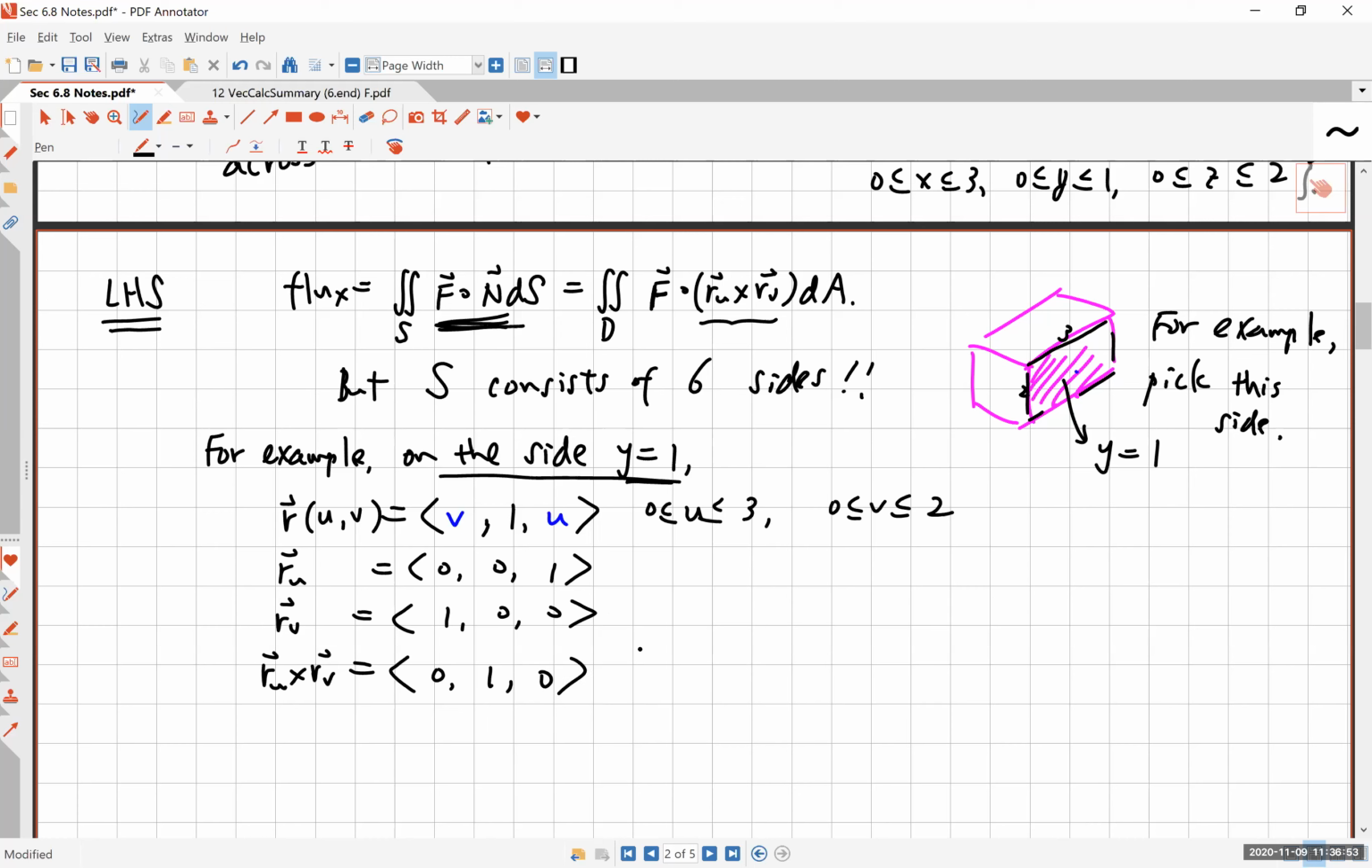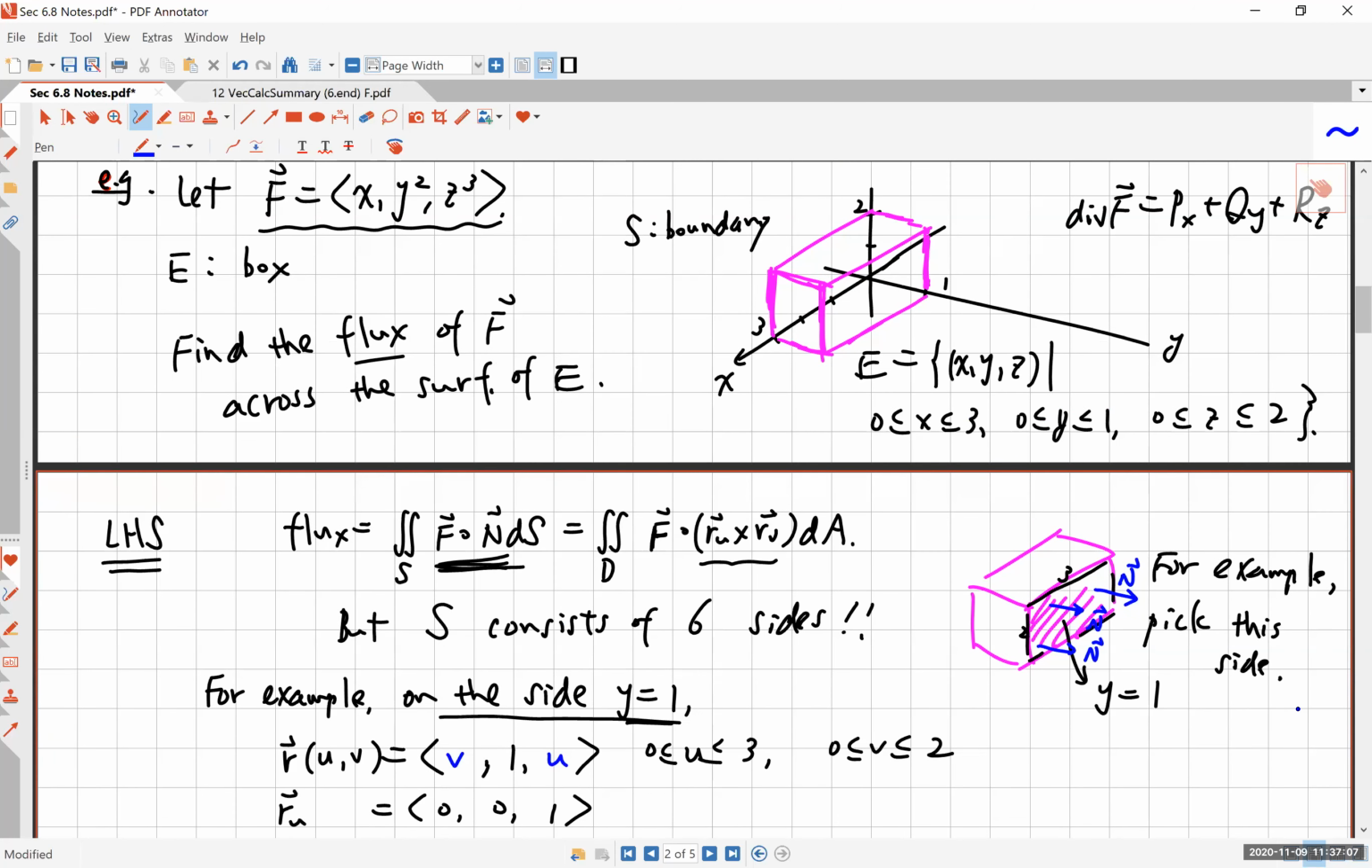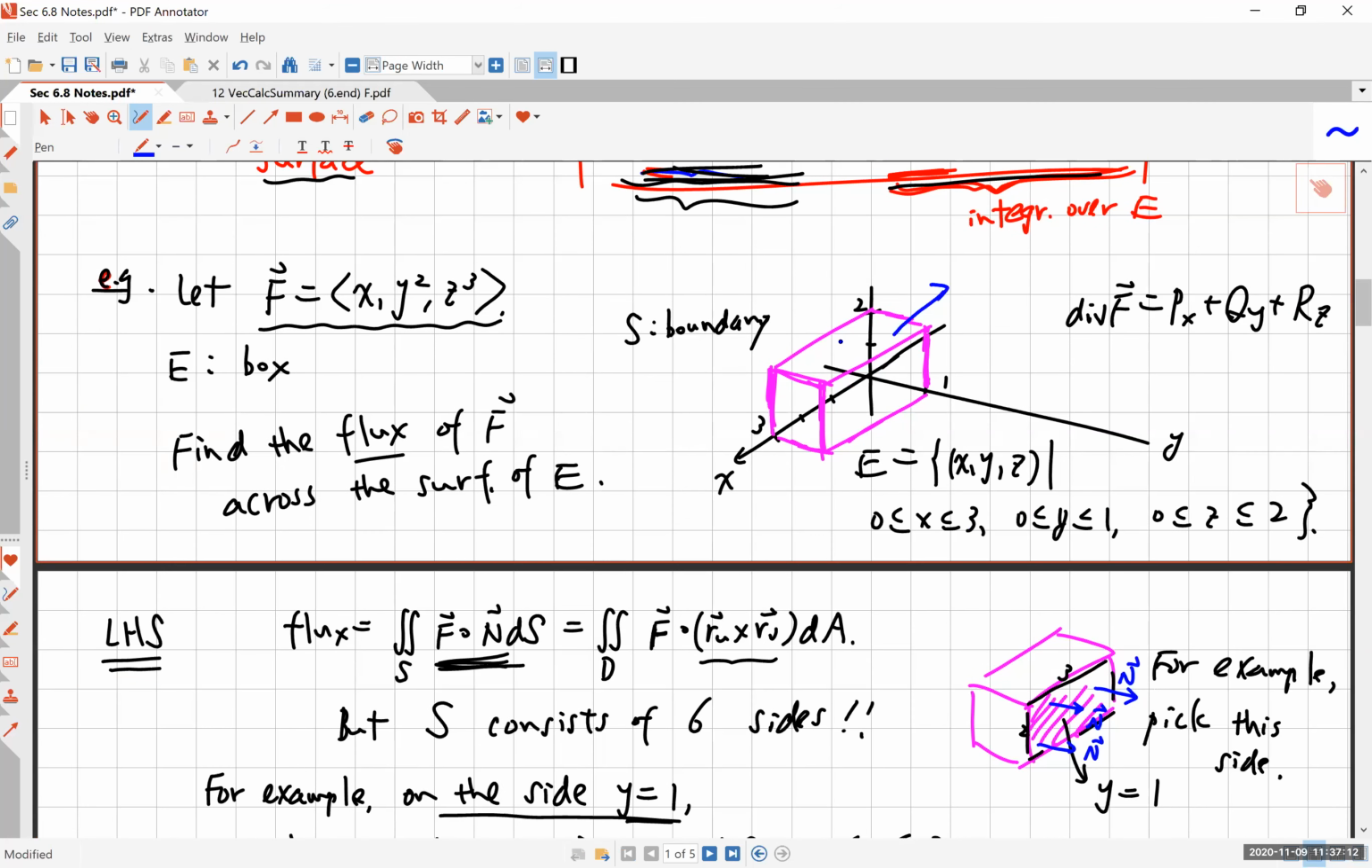So this is not a surprising thing. You got this vector (0, 1, 0), which is the one that comes out this way, right? So at every single point, the normal vector comes out that way, and that is good because we are trying to find the flux, the object coming from the inside out, right? So how much is coming out from inside of this box to the outside world? That is what we are looking for.